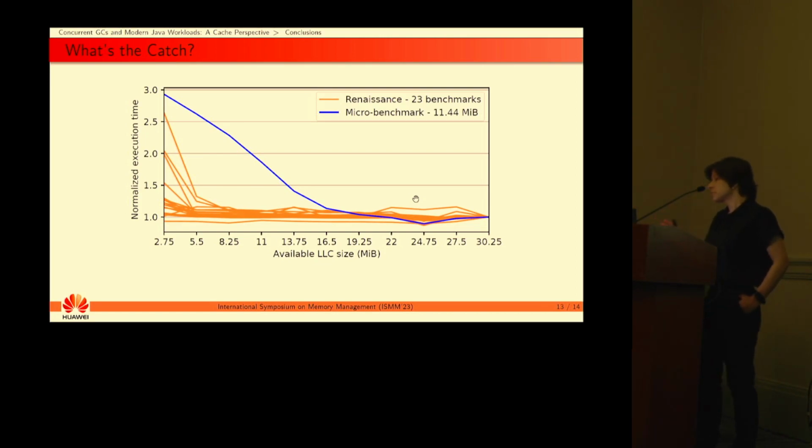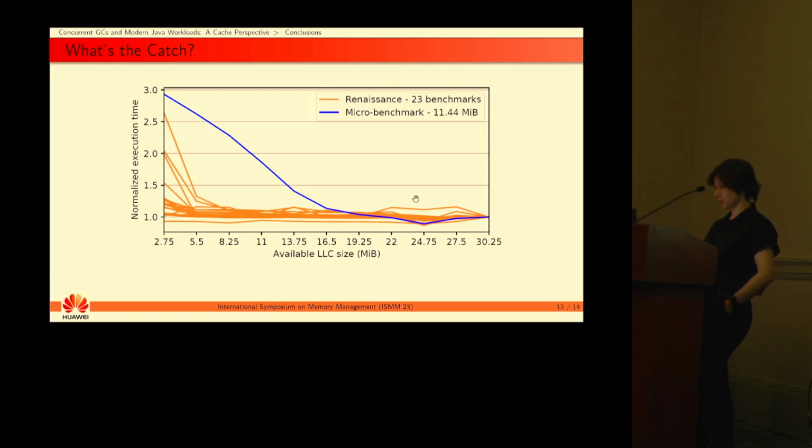The Renaissance benchmarks we ran with their default configuration. What I can tell you is that the working set varies a lot between the applications. Some of them had a bigger working set, some of them not so big. And the live set of the GC obviously also varied between applications, but the point is it wasn't so big, so to speak.